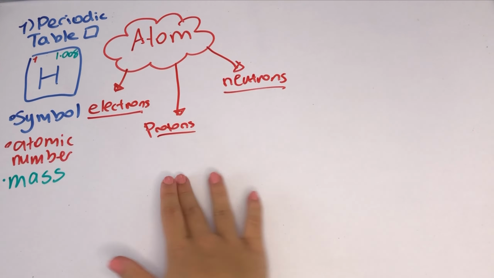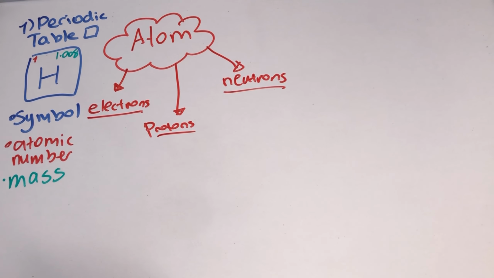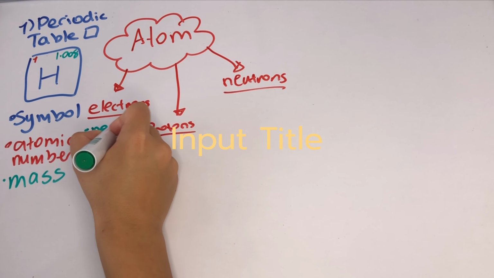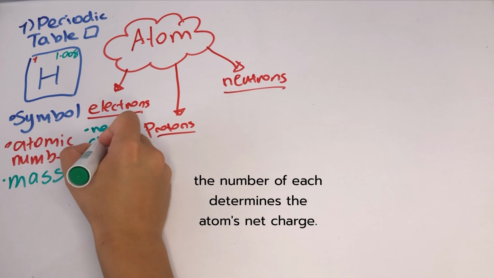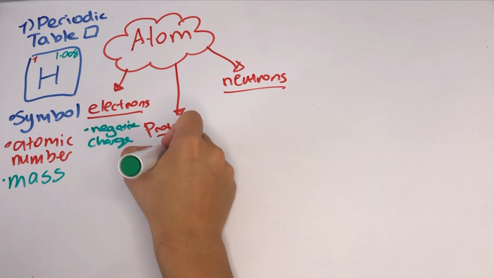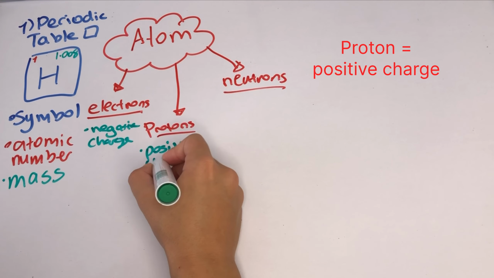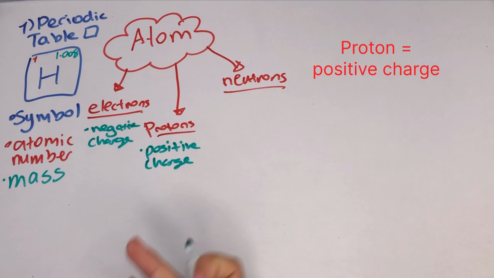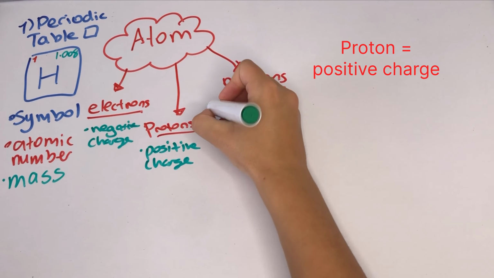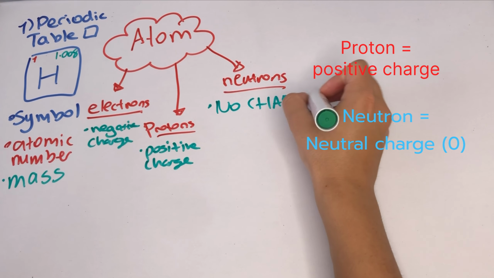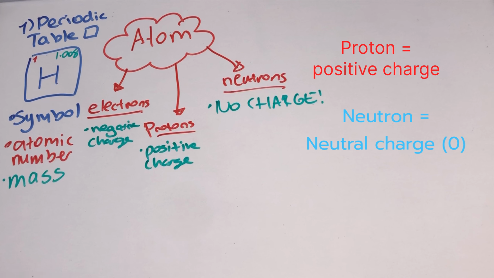Now, to place differences between these three, the most important thing to note is their charges. An electron has a negative charge. Meanwhile, a proton has a positive charge. An easy way to remember how a proton has a positive charge is the P. P stands for positive. Although a neutron has no charge. Its charge always stays at 0.